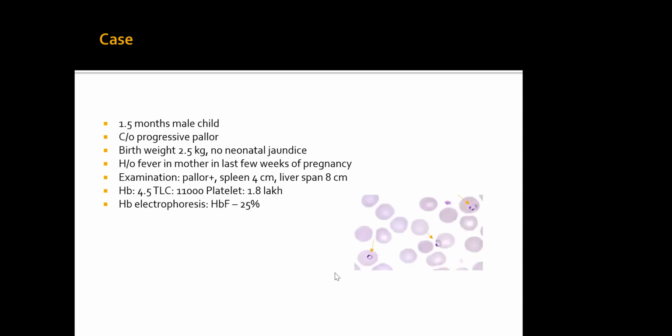And then we ask for the peripheral smear. I think the peripheral smear is diagnostic for all of us. Malaria, yes. So the history of the mother, and this tells you that this is malaria present, and the child was anemic because of this itself.